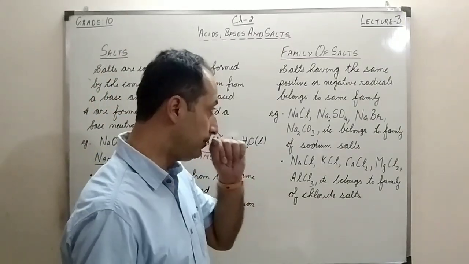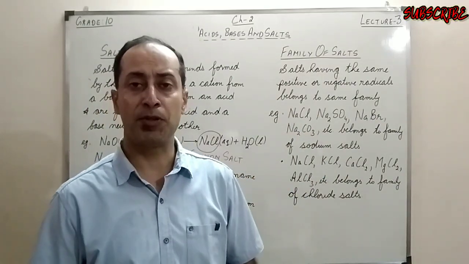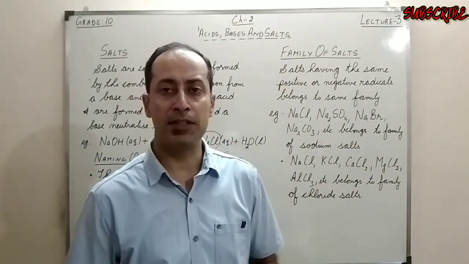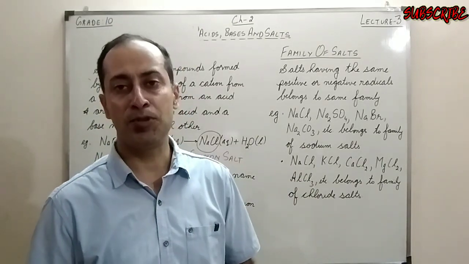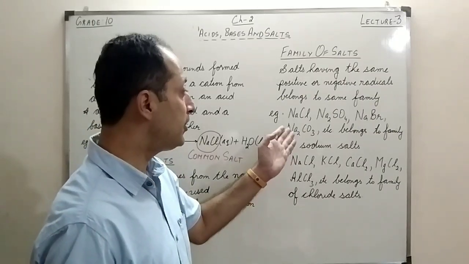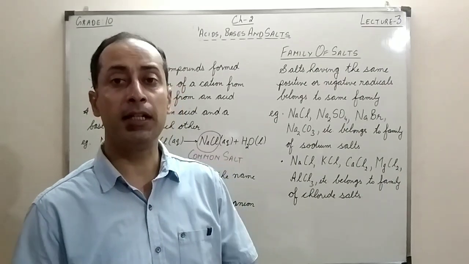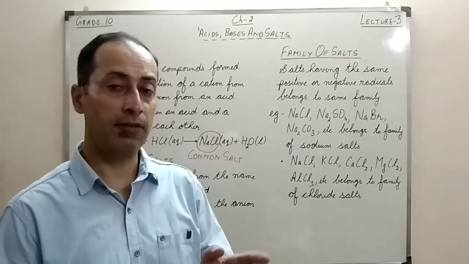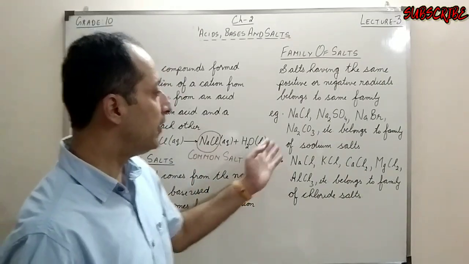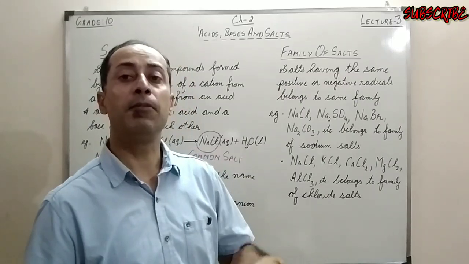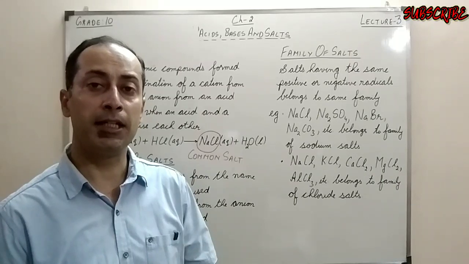Now let's take an example. You will see the first part of the example is given: NaCl, that is sodium chloride, Na2SO4, that is sodium sulfate, NaBr, that is sodium bromide, and then I have written Na2CO3, that is sodium carbonate. Now if you see the beginning, the naming of all four salts which I have written begins with sodium. So we say these salts and many more belong to the family of sodium salts, which begin with the name sodium.